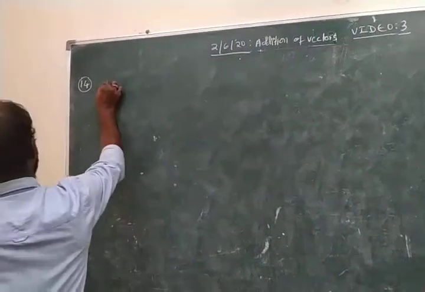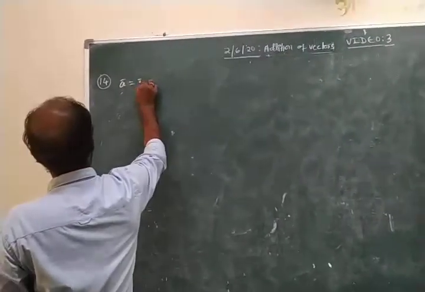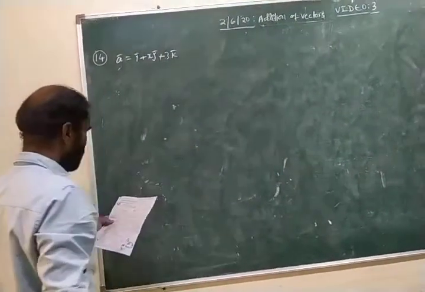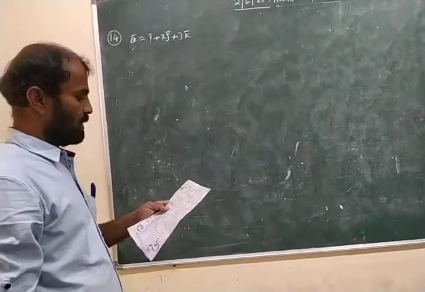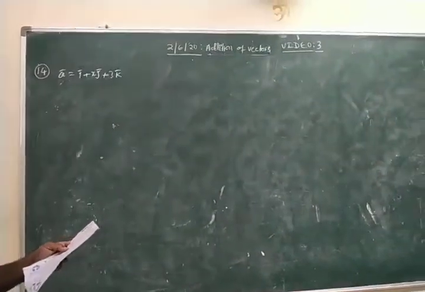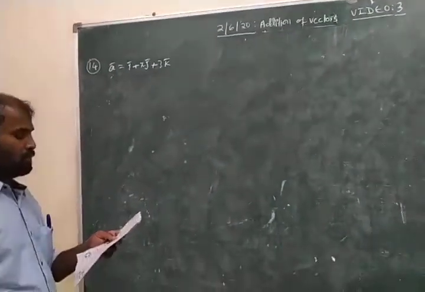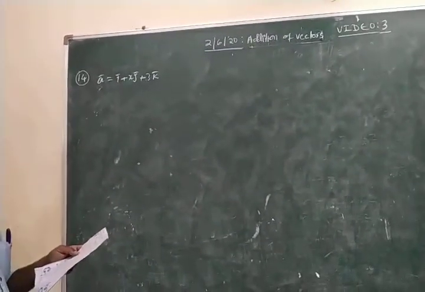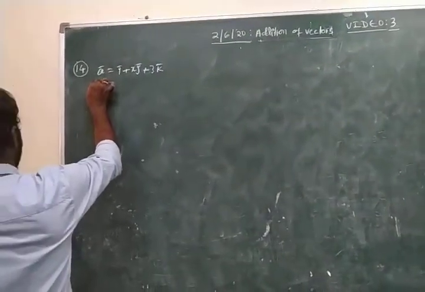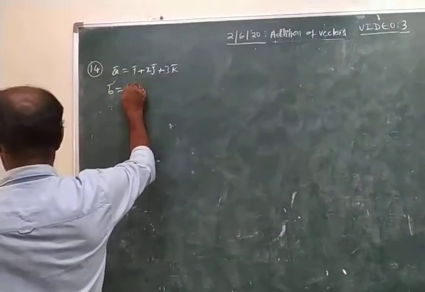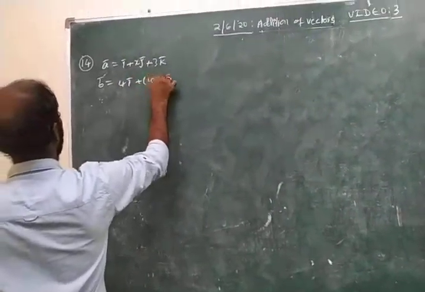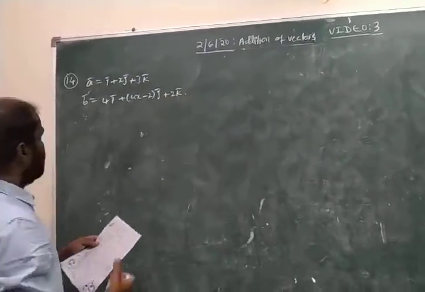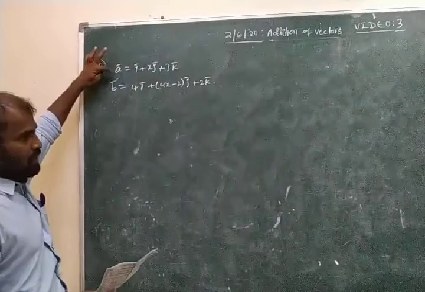Let the vector be A bar. That A bar is equal to I bar plus X J bar plus 3 K bar. The vector I bar plus X J bar plus 3 K bar is rotated through an angle theta and its magnitude is doubled, then it becomes 4 I bar plus (4x minus 2) J bar plus 2 K bar. Let that vector be B bar. These two vectors are given, let them be A bar and B bar.